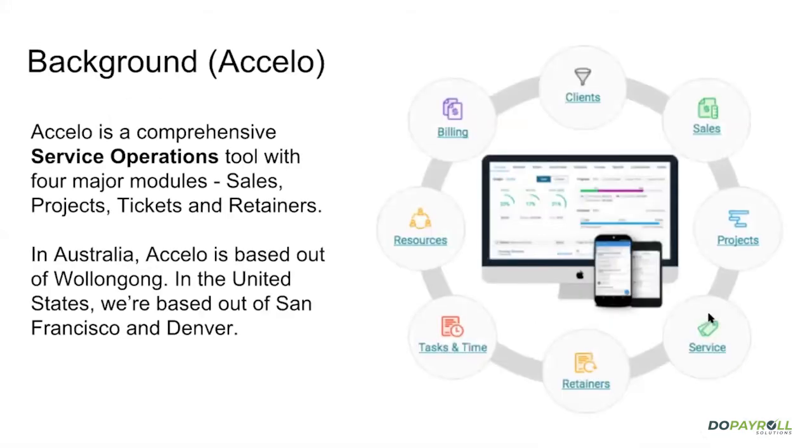Thank you so much, Lainey. To start with the background of Accelo. Accelo is a comprehensive service operations tool with 4 major modules: sales, projects, tickets, and retainers. Think of sales as a way to track your different opportunities, whether it be new or existing clients and upsell opportunities. Projects, think of your project management tool with milestones and tasks. Tickets for your short-term work, and retainers for your recurring work.